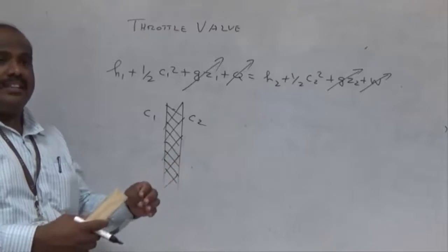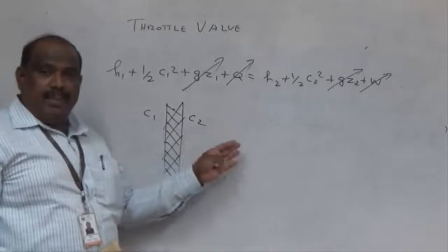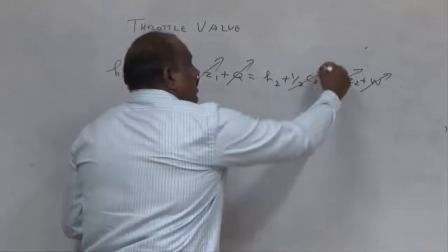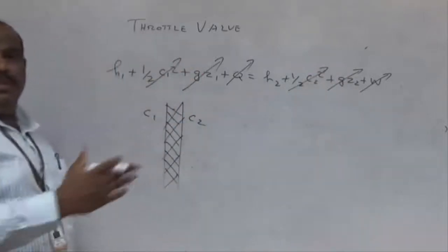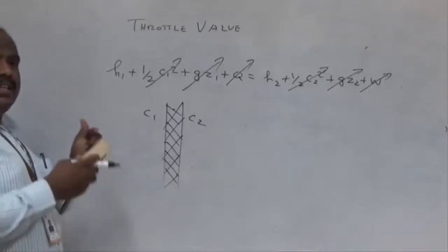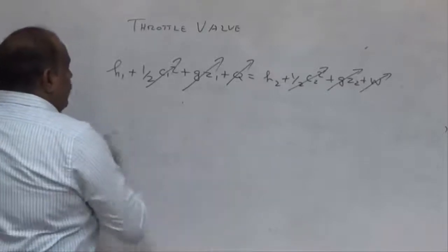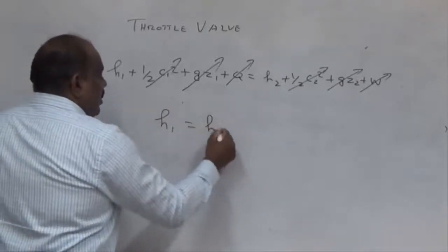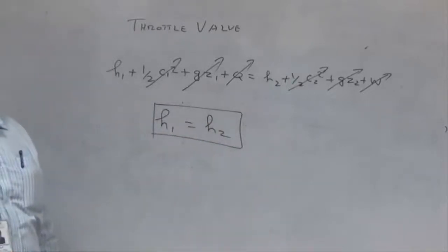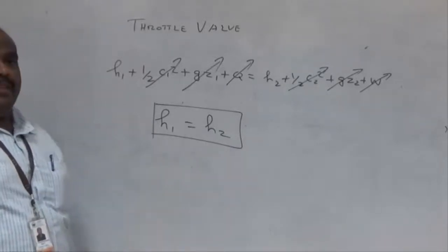It will try to diffuse. It's like a diffusion mechanism. Not actually diffusion, but just like a diffusion mechanism and try to escape. And hence the velocity variation will not be much. Which means C1 square will be equal to what? C2 square. I can assume C1 is equal to C2. Even if I have a small opening, the opening should be very small such that C1 will be equal to C2. There will not be much variation in the velocity. Which means finally we end up with H1 equal to what? H2. So in a throttling process, the final formula we derive is that the enthalpy remains constant. The enthalpy at the upstream and the enthalpy at the downstream will remain constant.